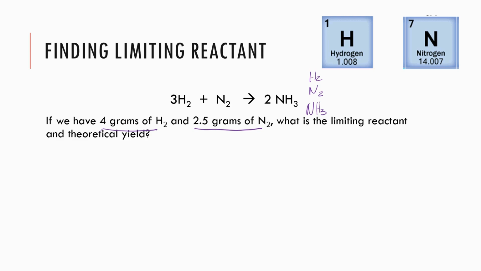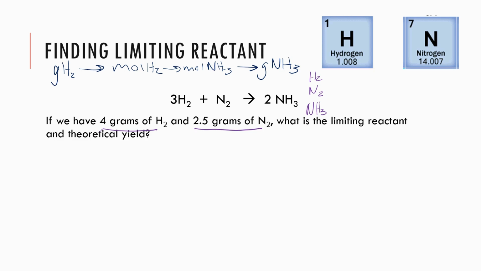The way that we do this is, and I'll use H2 as our example, we would go from grams of H2 to moles of H2, and that's what we're using these molar masses for that we're about to calculate. Then we go to moles of ammonia. We use our molar ratios for that. And then finally, we go to grams of ammonia. And again, we use our molar mass that we're about to calculate for that conversion.